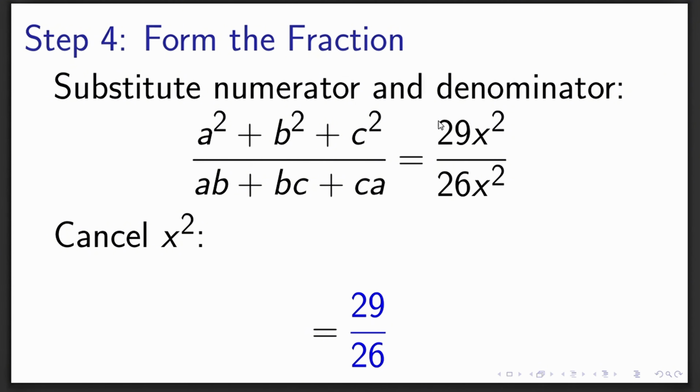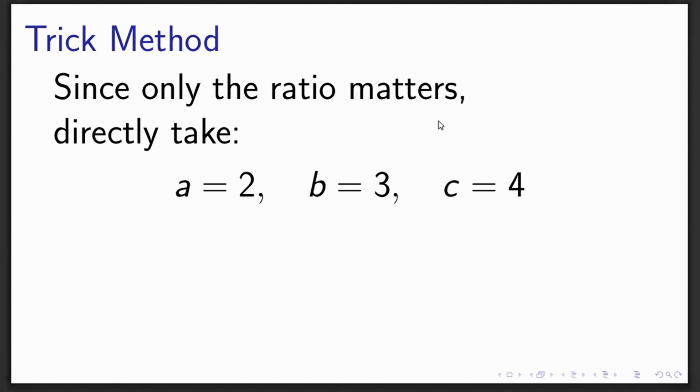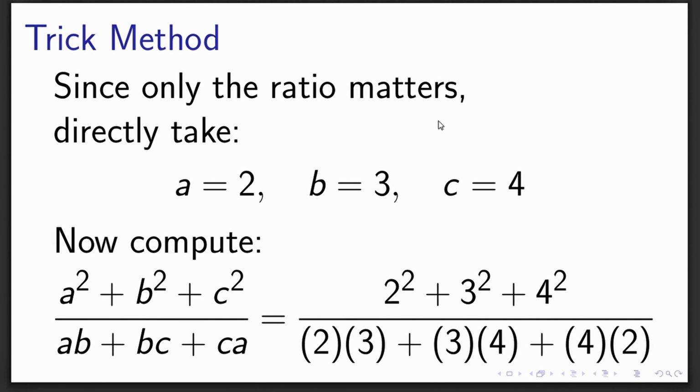Now I'm going to use the trick method. We know that A ratio B ratio C will be equal to 2 ratio 3 ratio 4. So I can directly write A equal to 2, B equal to 3, C equal to 4. Now I'm going to substitute these values into the expression that we have.